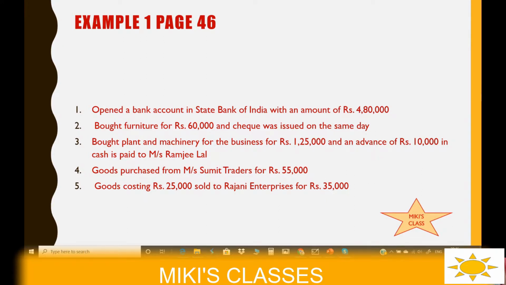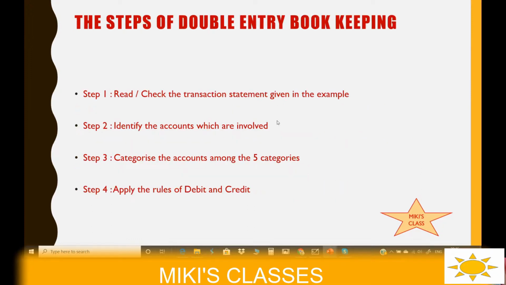Okay, so now to the practical example on page 46. What is the first statement? First statement is open the bank account in State Bank of India with an amount of 4,80,000. Now, what are the steps which are involved in this? Read and check the transaction statement given in the example, that we have already done. What is the second step? Identify the accounts which are involved.